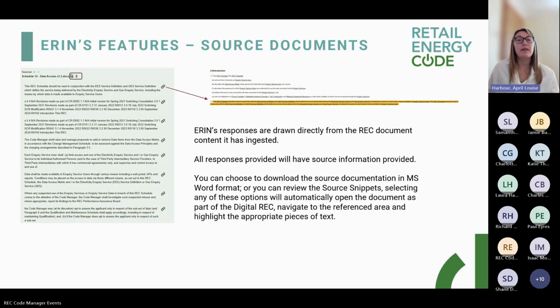If you select a source snippet and the document it's referencing is a digital REC document, then a new browser window will open and you'll be directed to that document. If there is a specific clause or section that it is referencing, you'll be automatically navigated to that section and it will be highlighted so that you've got easy visibility. If any of the source documentation provided does not have a digital REC function, then the source documentation will still be provided and you'll be able to download that.